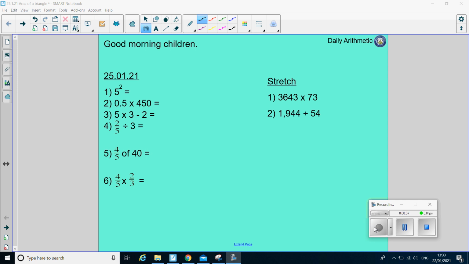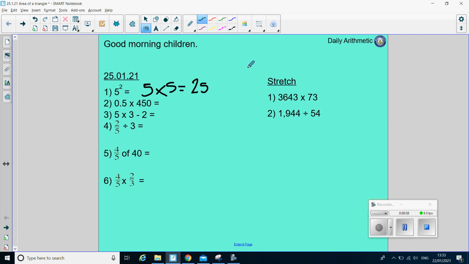Okay, hopefully you've had an opportunity to try those out then. Question 1, we've got 5 with a little 2 next to it. That means 5 squared, and 5 squared means we're doing 5 times 5. Okay, 5 times 5, the answer we were looking for there is 25.